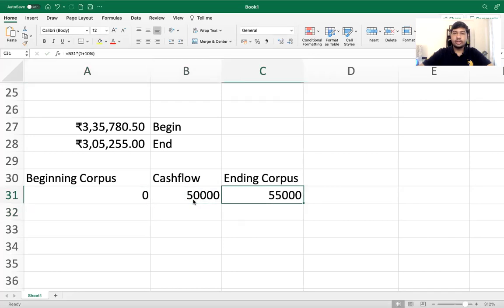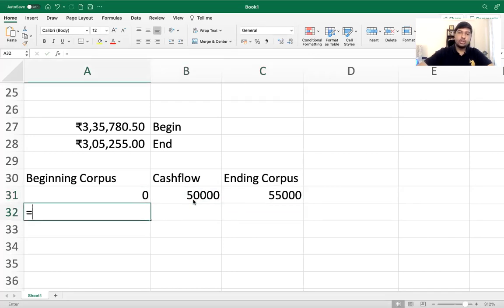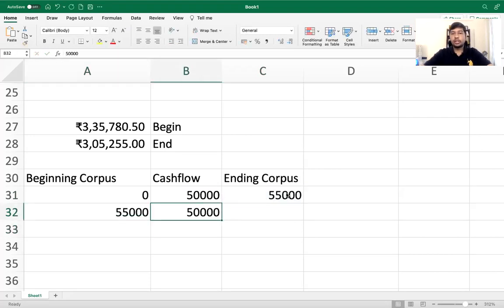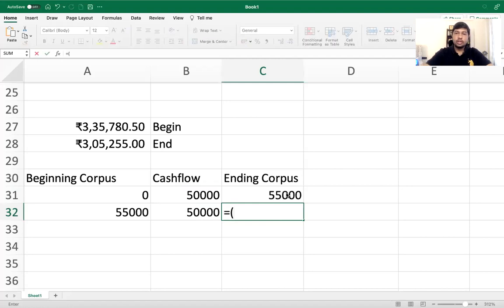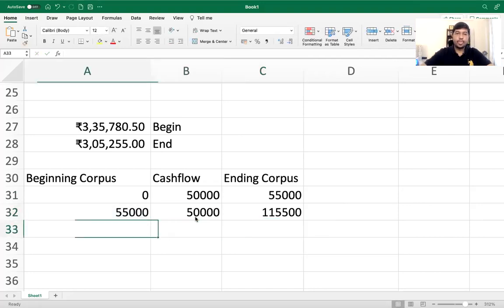So at the end of 1 year, this will be the value. Whatever is the value at the end of 1 year will be the value at the beginning of the second year. Second year also you are putting the cash flow. So here it will be this plus this into 1 plus 10%. So at the end of 2 years, this will be the value.